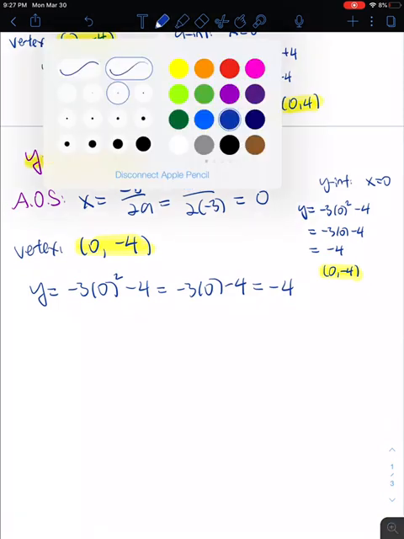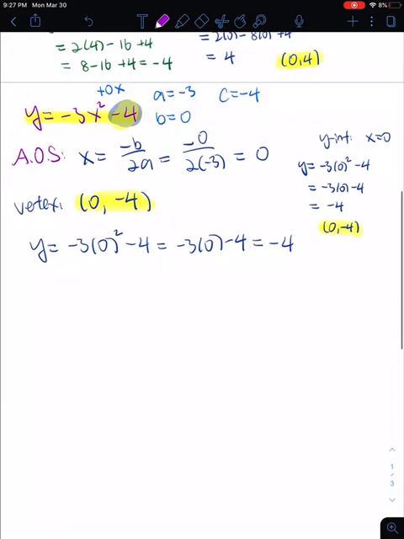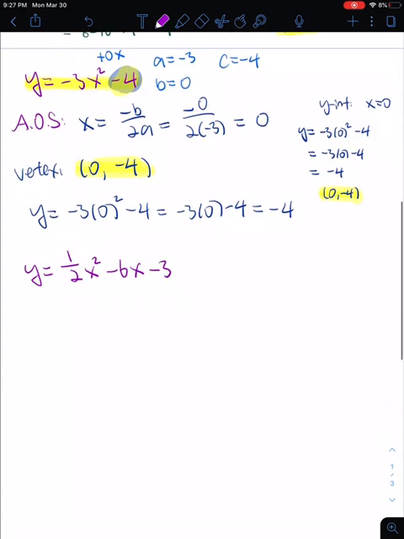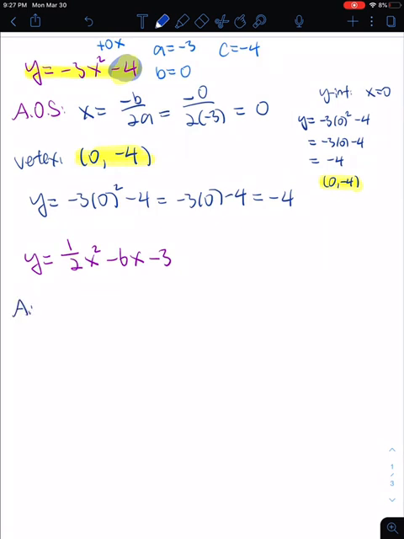Okay, so let's go ahead and do one last example just to really get the hang of this for standard form. So let's say I have y is equal to 1/2 x squared minus 6x minus 3. And again, same deal. Let's go ahead and first find the axis of symmetry. And again, we're going to have negative b over 2a. So let's go ahead and find our values. A is 1/2, b is negative 6, c is negative 3.